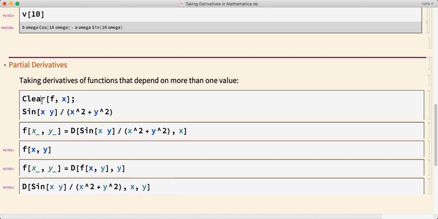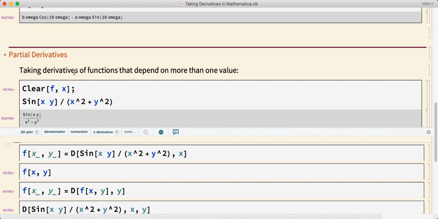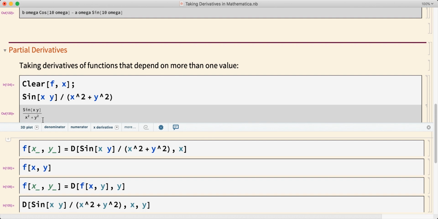Okay, next I'm going to show you how to take the derivative of a function with respect to one variable at a time. You might have a function that depends on x, y, theta, r, and maybe you only want to take the derivative with respect to one of those variables. So syntax is similar. Here at this top line, I'm just going to clear f and x so that I'm starting from scratch, and then I'm just going to display what this function looks like that I'm going to take the derivative of. So this is straight out of the Mathematica help. It's just a function sine x times y over x squared plus y squared. So this is a function that depends on both x and y.